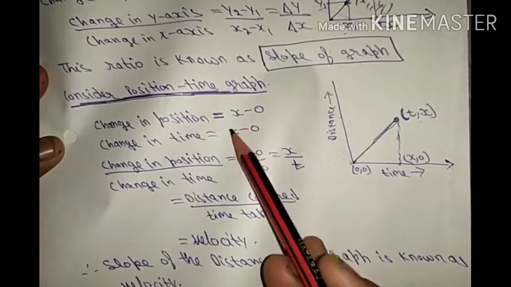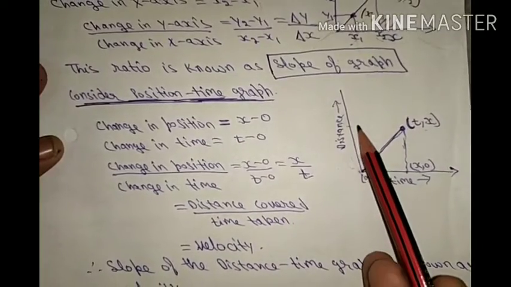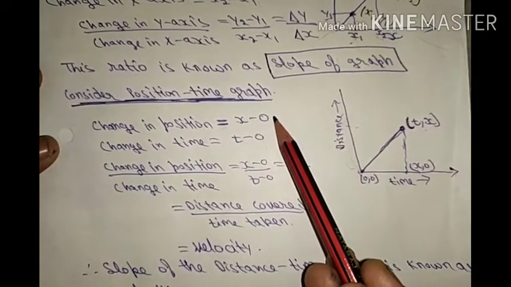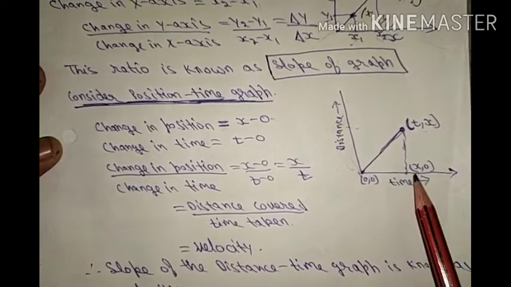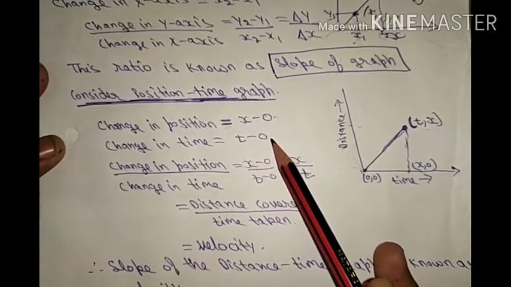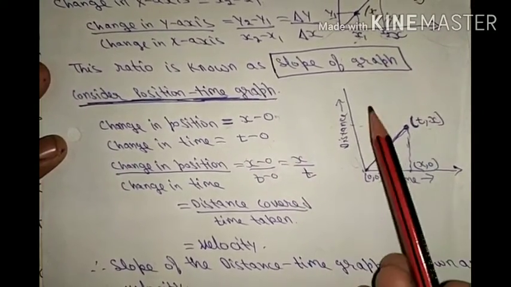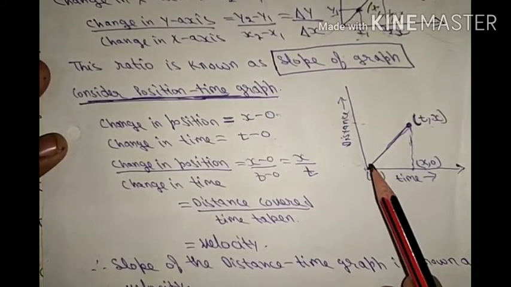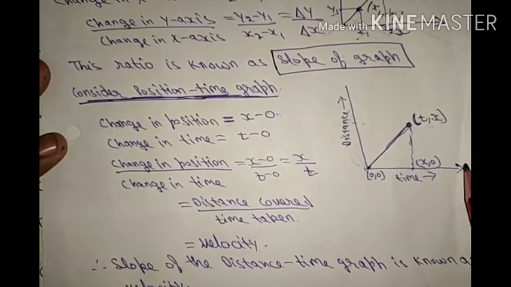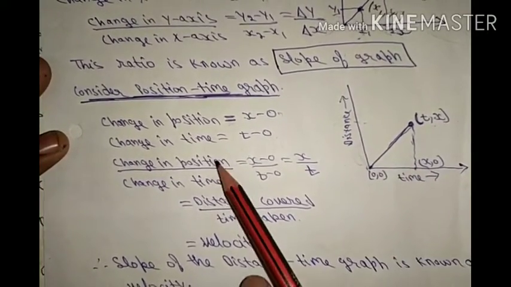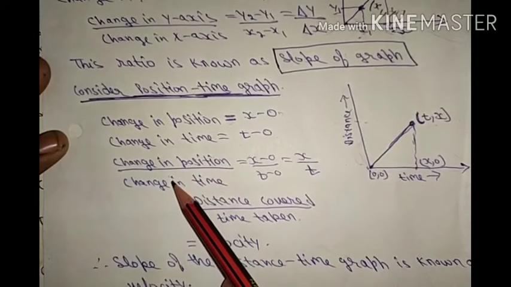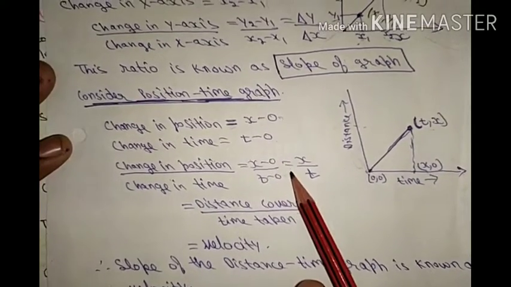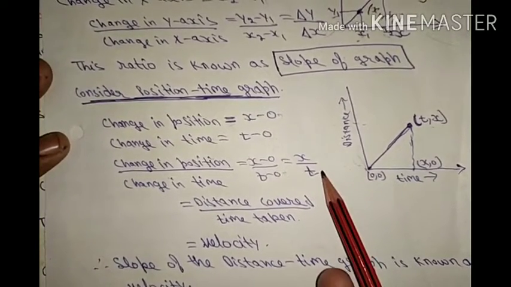So we can write the change in position, that is changing from 0 to x, so the change is x minus 0. And time changes from 0 to t. So what is the change in time? That is t minus 0. But we are interested in the ratio only. We know the ratio is change in y-axis upon change in x-axis. On y-axis now it is position. So change in position upon change in time, and that can be written as x minus 0 upon t minus 0, which is equal to x upon t.